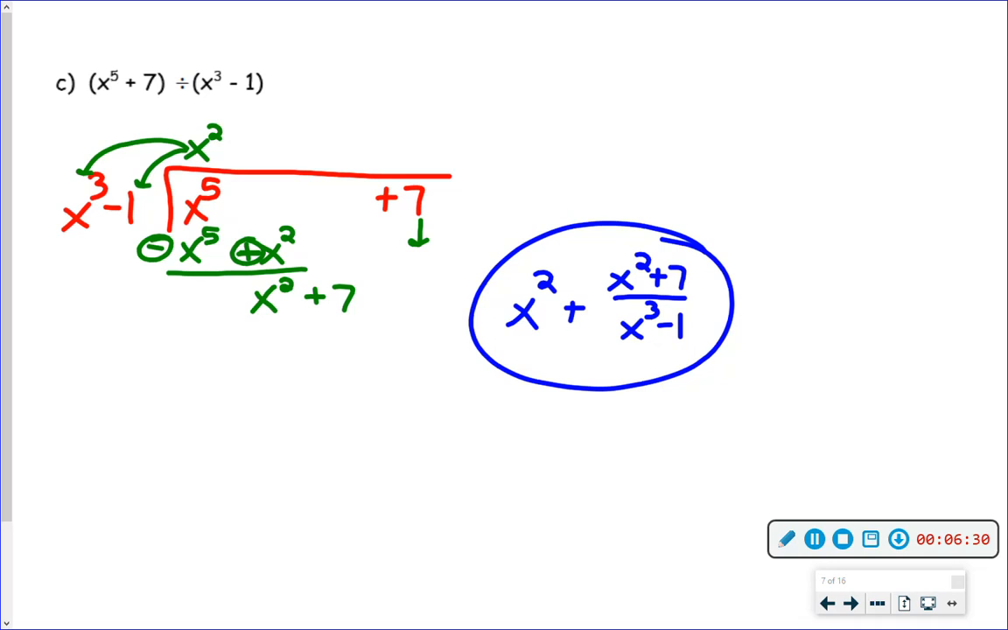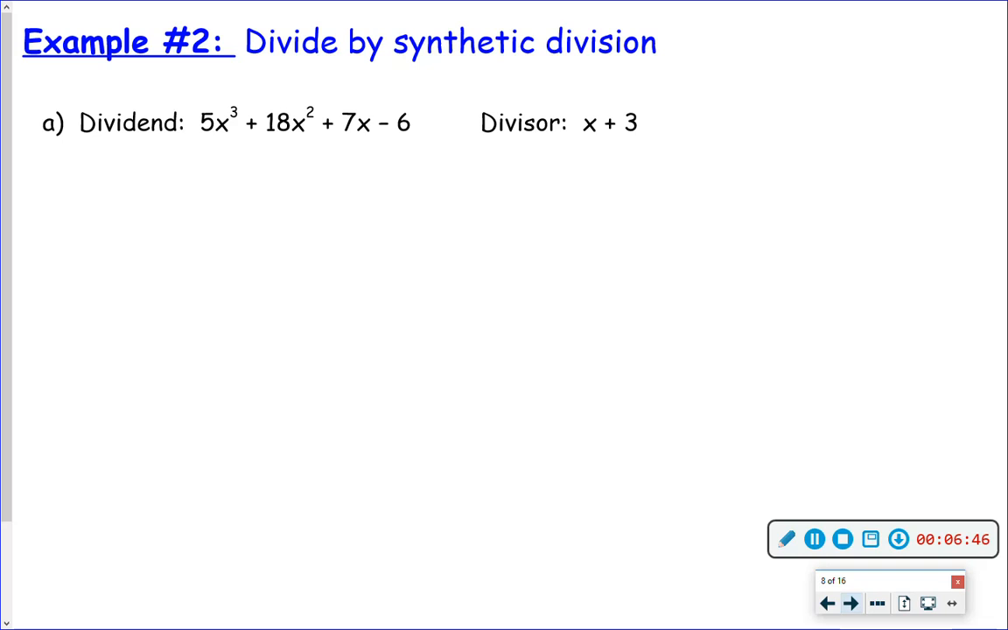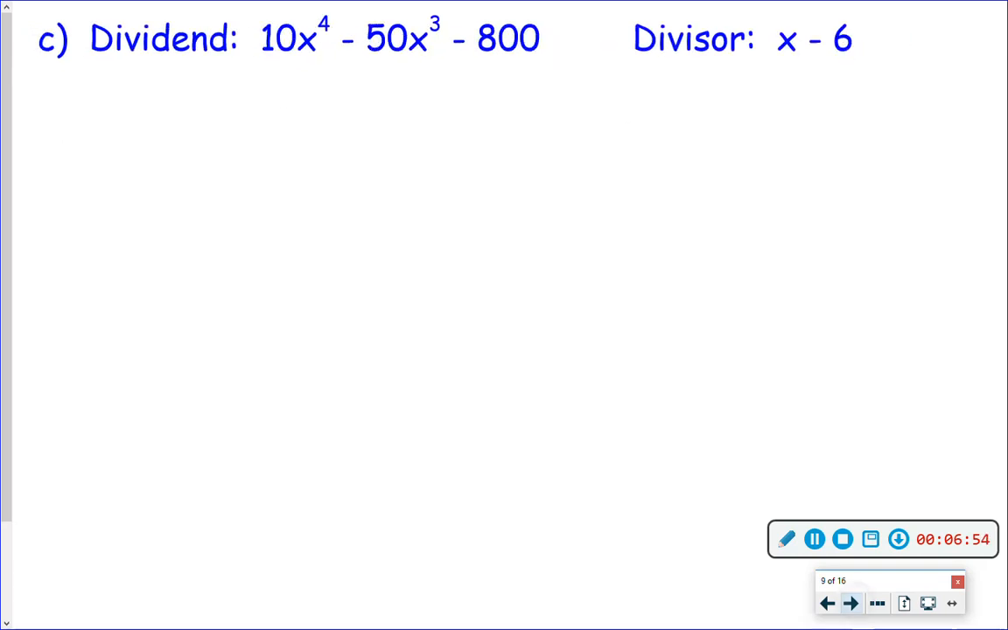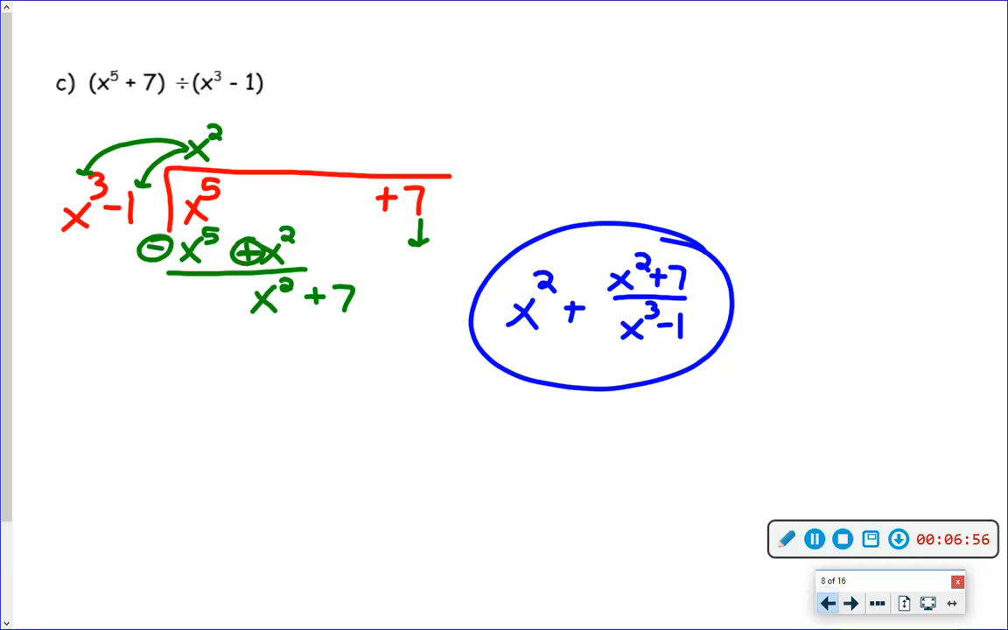Now, long division you can use on any type of polynomials. You can divide by anything using long division. Doesn't matter what I give you. Synthetic division, of course, everybody's favorite. It is simply a shortcut of long division, so it only works on specific problems. Your divisor has to be a binomial, 2 terms, and your highest exponent on it has to be a 1, so x plus 3. Here our divisor, x plus 2, x minus 6. So I can do synthetic.